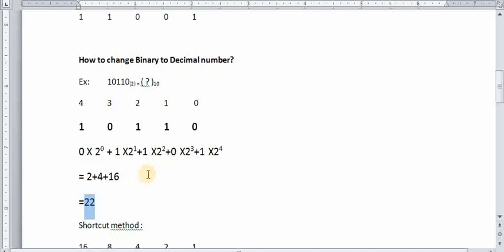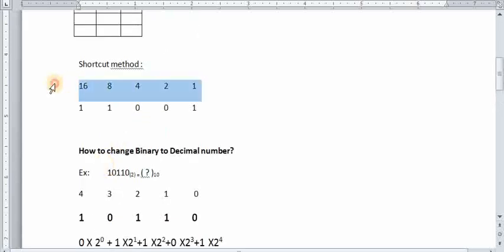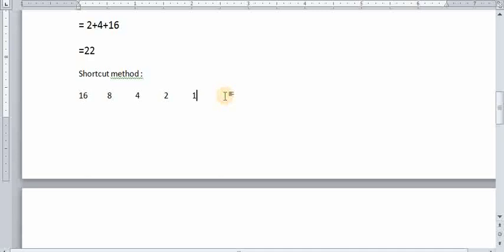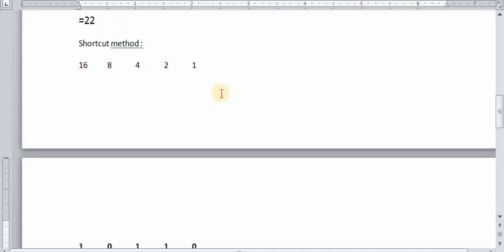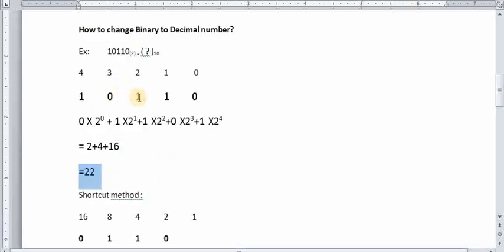Okay. So there is a shortcut method also. What you have to do, write down the numbers 1, 2, 4, 8, 16 as we have written down in the previous method. So now we have the number 10110.